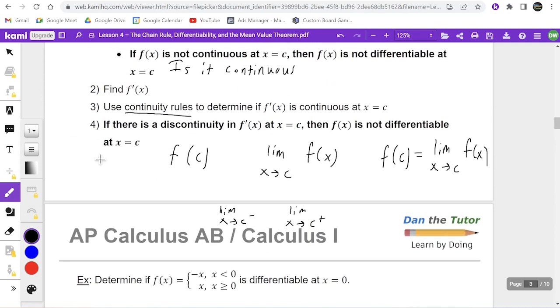Anyways, I'm assuming you're done writing. Oh, and then step 4, if there is a discontinuity in f prime of x at x equals c, then f of x is not differentiable. Yeah, that's basically saying if it's not continuous, it's not differentiable.